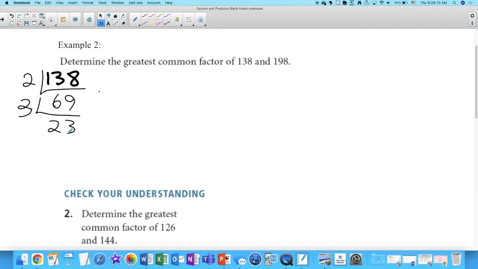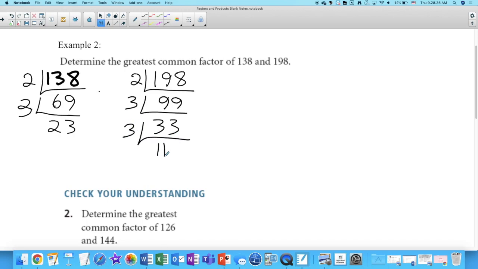So now I'm going to look at 198. And I can divide that by 2. And I get 99. And then I can divide that by 3. And I get 33. And then I can divide that by 3, and I get 11. Okay? So when I'm writing out the prime factorizations, 138 is 2 times 3 times 23. And 198 is 2 times 3 times 3 times 11.